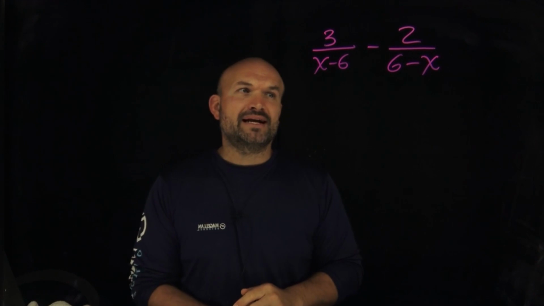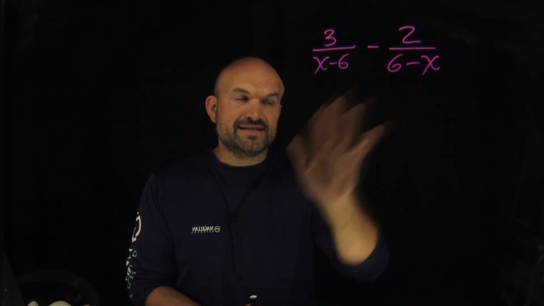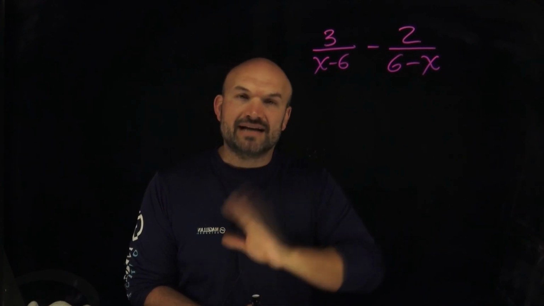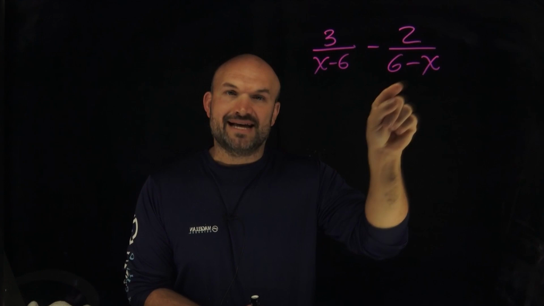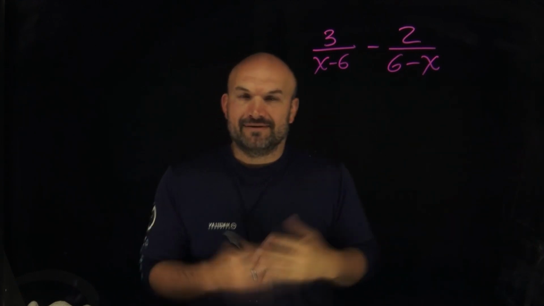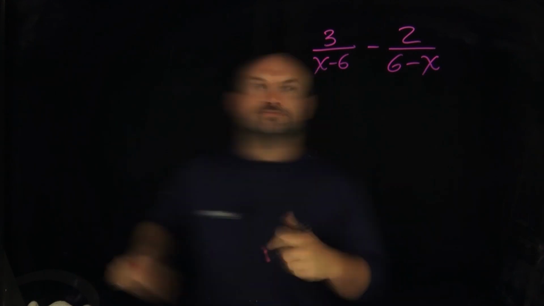So the main thing I want you to recognize here is that our denominators look very, very similar to each other, right? They both have x's and they both have 6's, but they are not created equal. Notice how this is x minus 6, and this is saying 6 minus x. Those are not the same expression. And if you don't believe me, let's go ahead and rewrite them and see how this looks.